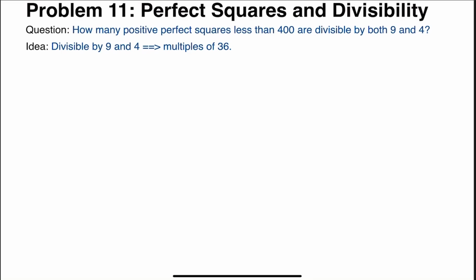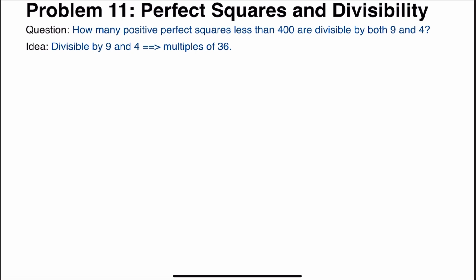Now, problem 11. Count the perfect squares less than 400 that are divisible by both 9 and 4. Divisible by 9 and 4 means divisible by the LCM, or least common multiple, which in this case is 9 and 4, and that equals 36. So we want perfect squares that are multiples of 36.